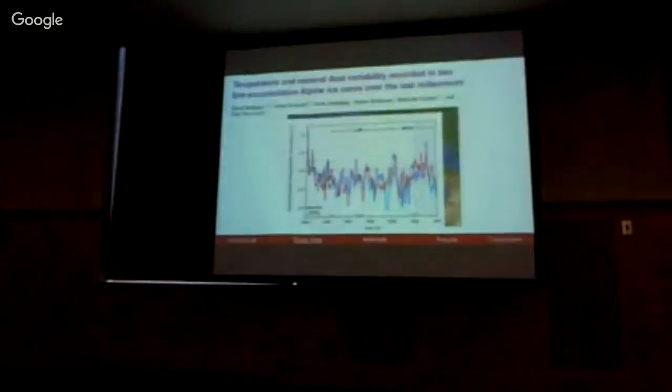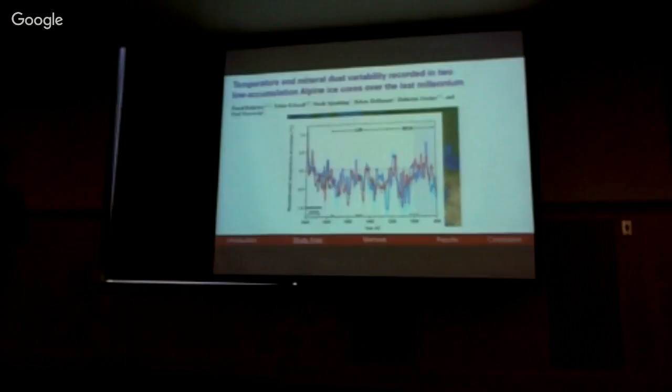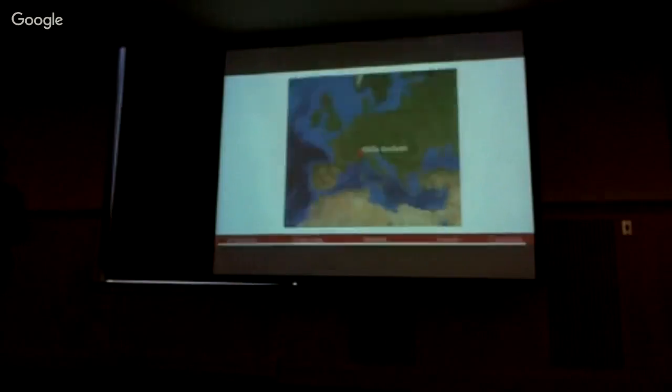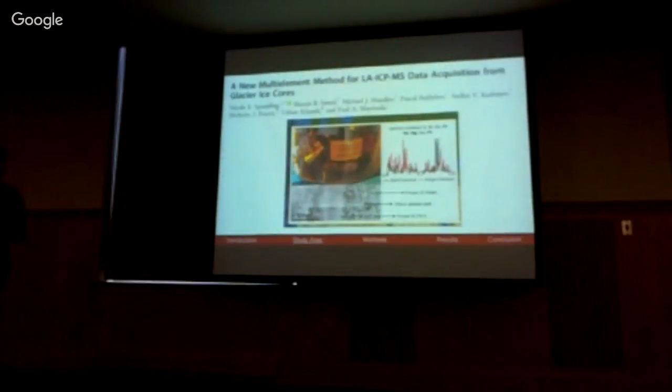For example, as Laura discussed, a lead record that spans the past 2 millennia shows a significant decrease during the Black Death pandemic, from Moore et al. Another study better understood the relationship between temperature and mineral dust variability in the Clifford region, from Oliver et al. And there is also a new multi-element method for laser ablation ICP-MS using ice cores.